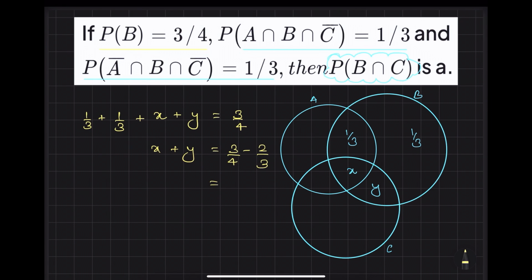So we got 9 minus 8 over 12, since 3 by 4 is 9 by 12 and 2 by 3 is 8 by 12, and 4 twos are 8, 12. So it is 1 by 12. Therefore, the probability of B intersection C is 1 by 12.